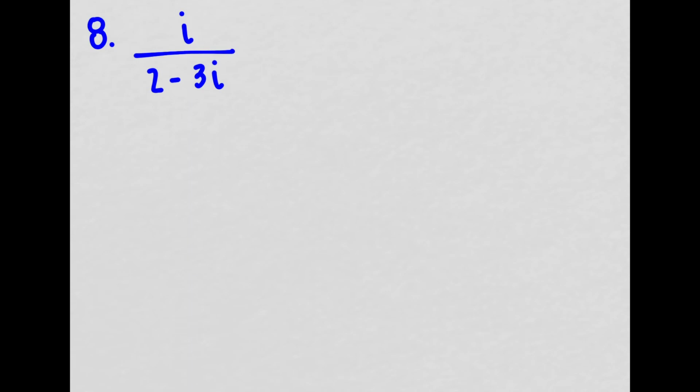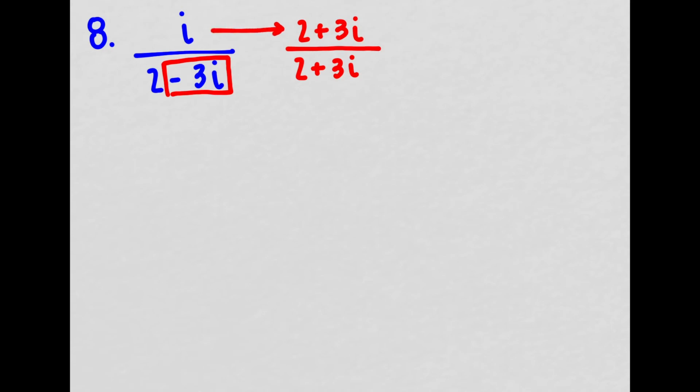So I told you the first thing you needed to do was to see if there's an i in the bottom, and there is. So what we need to do is look at the imaginary part, which is the minus 3i, and we're going to change its sign. So we're now going to have 2 plus 3i. And remember, whatever you put on the bottom, you have to put on the top because we don't want to change the problem. I'm going to multiply this straight across, and I'm going to write it a little differently here because we have 2 parts.